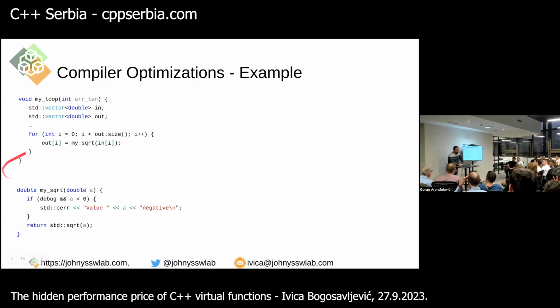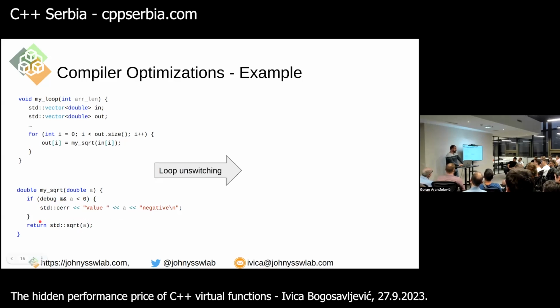Okay, so we have a loop here. And the loop calls this function called mysqrt. And inside it, I have something like this: if debug and a is less than 0, print something on screen, value is negative, and then return std::sqrt of a. Okay.